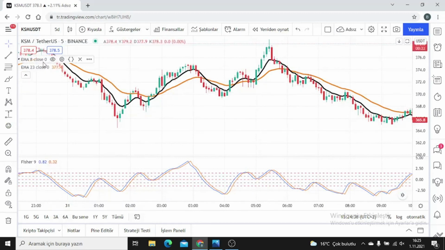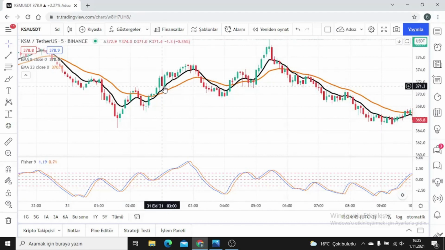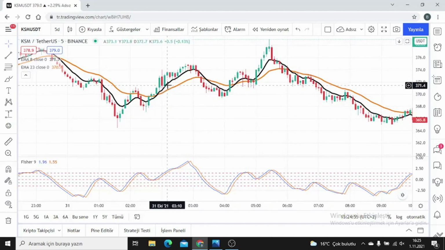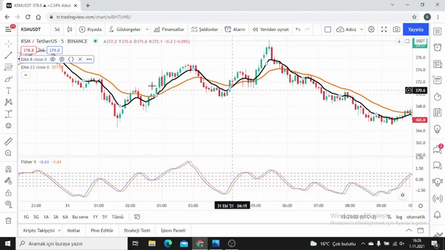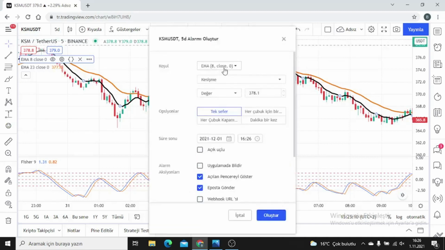Now we create a buy condition when the 8-day moving average crosses the 23-day moving average on the upside. So we want it to sound an alarm when the 8-day moving average crosses the 23-day moving average on the upside. The black trend line here is the 8-day moving average, guys. I click on the 8-day moving average. I right-click on it. As you can see, EMA appears, it says Add Alarm, EMA 8 says Add Alarm. I click on Add Alarm, the condition will be executed via EMA 8.